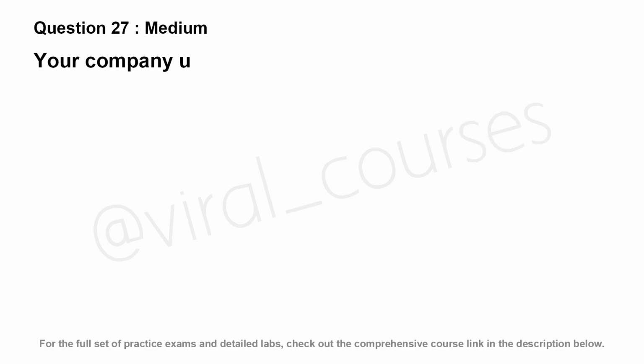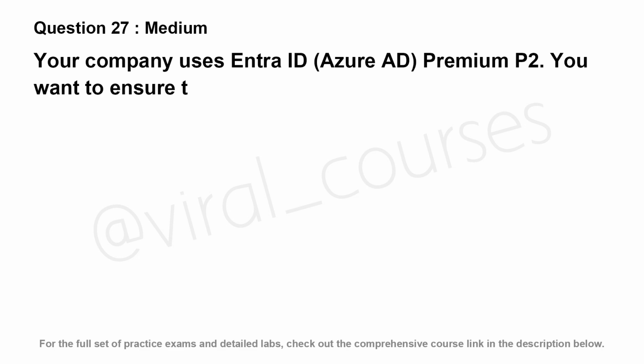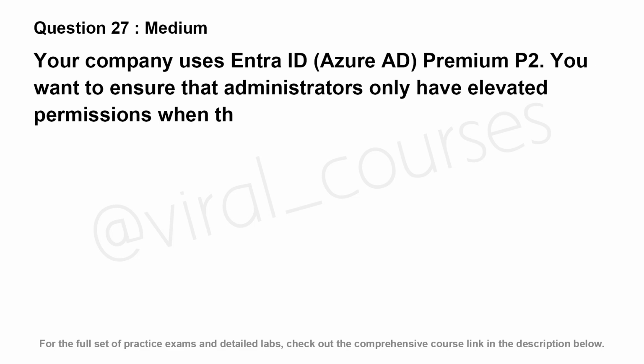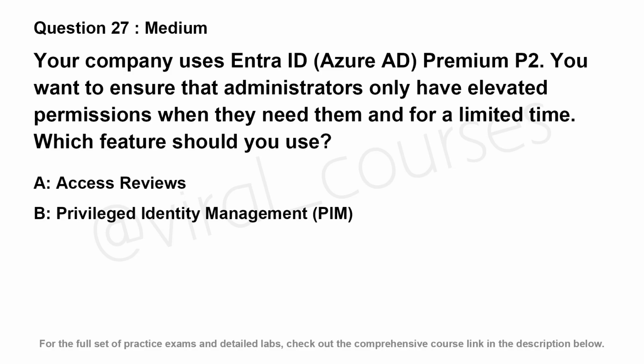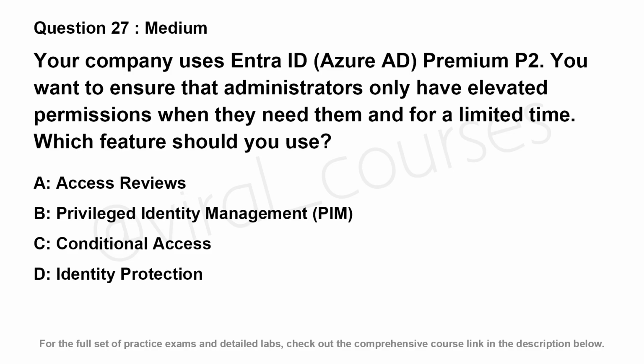Your company uses Entra ID, Azure AD Premium P2. You want to ensure that administrators only have elevated permissions when they need them and for a limited time. Which feature should you use? Option A, Access Reviews. Option B, Privileged Identity Management, PIM. Option C, Conditional Access. Option D, Identity Protection.